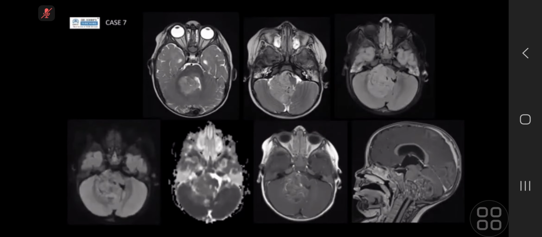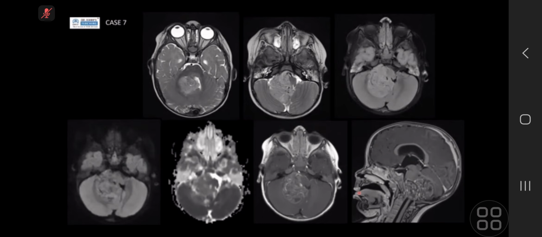In the restriction, the mass shows minimal restriction, however it's heterogeneous in contrast enhancement. In sagittal view, I see the extension through the foramen of Magendie. So this is a case of ependymoma. That's right. So well done.